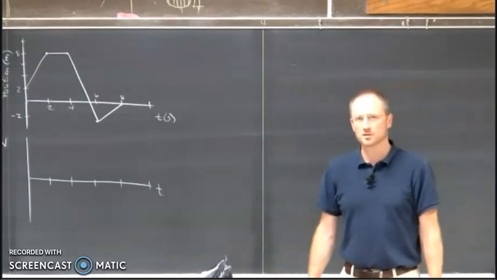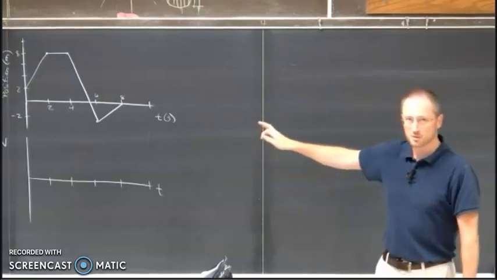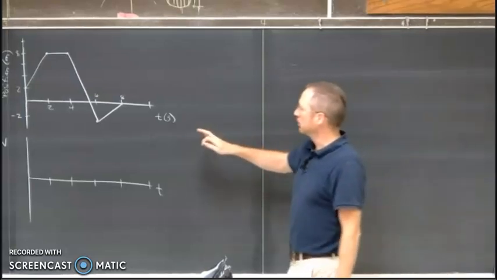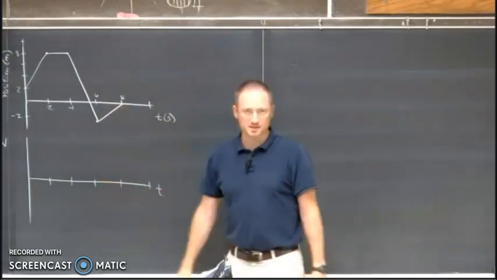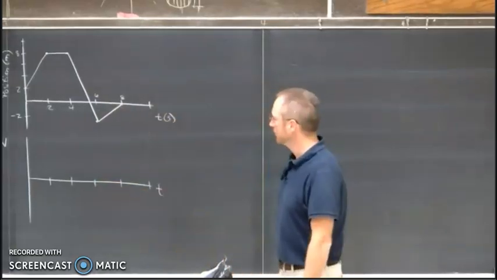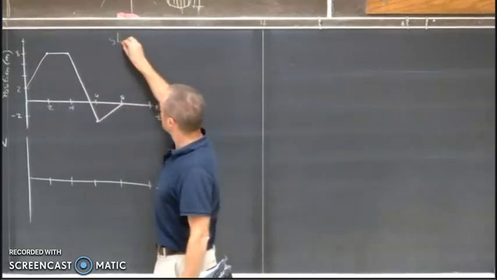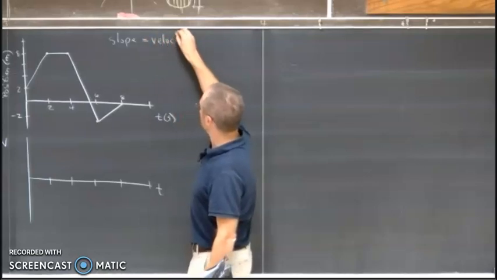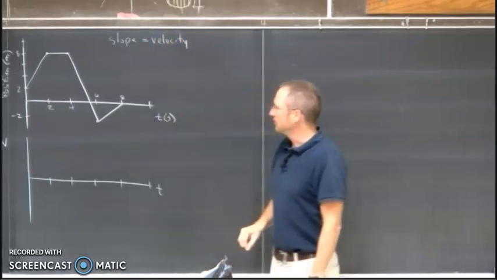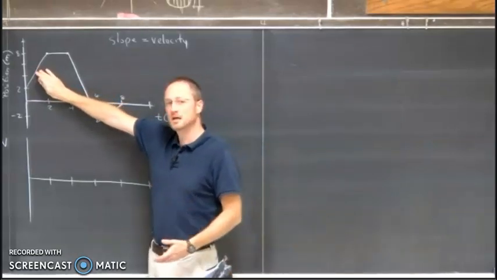All right, let's take a look at a position time graph. This was on the last problem set, and so I want to use this graph to set up the next thing that we're going to look at. So for position versus time graphs, as we've previously discussed, slope is equal to the velocity of the object being described by the graph. So if we find the slope of this line, that tells us how fast the object is moving.